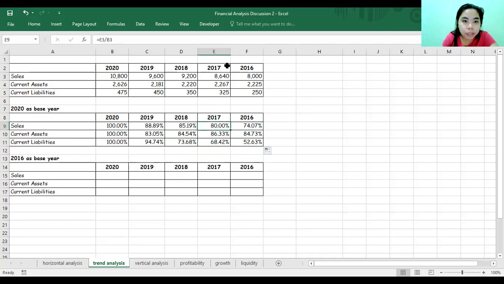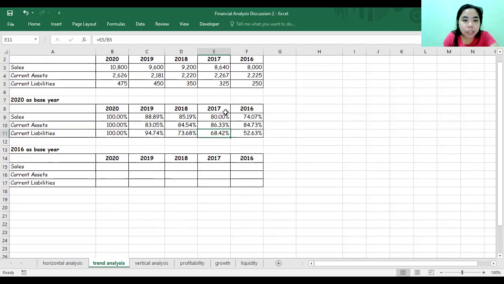So 80% in 2017, no? Our sales for 2017 is 80% based on our 2020 data. And so on. It is the same for current assets and current liabilities.